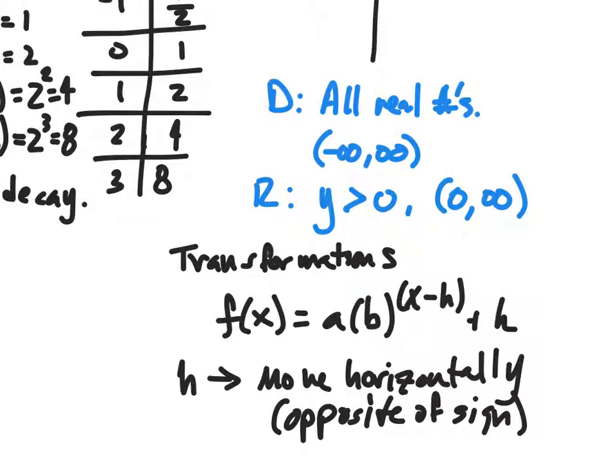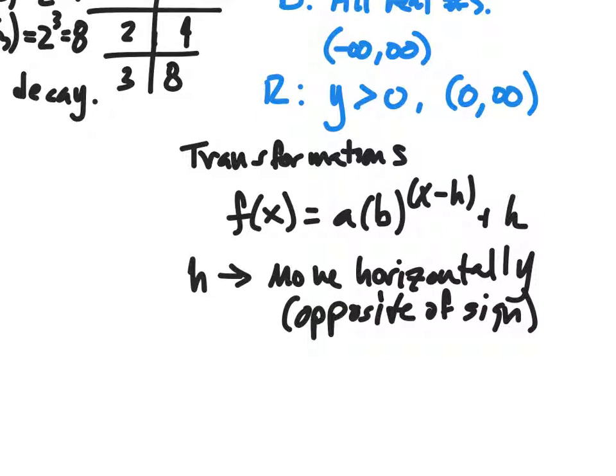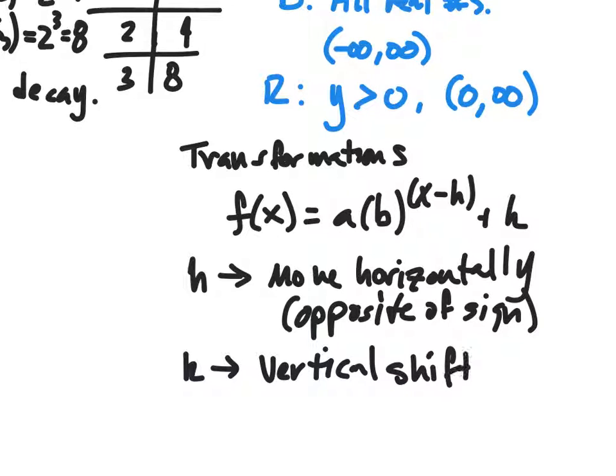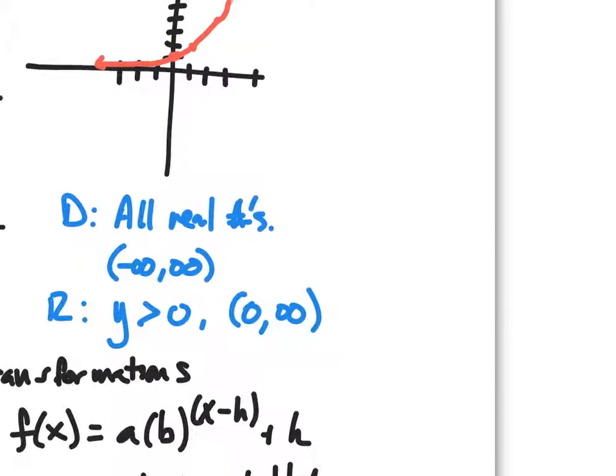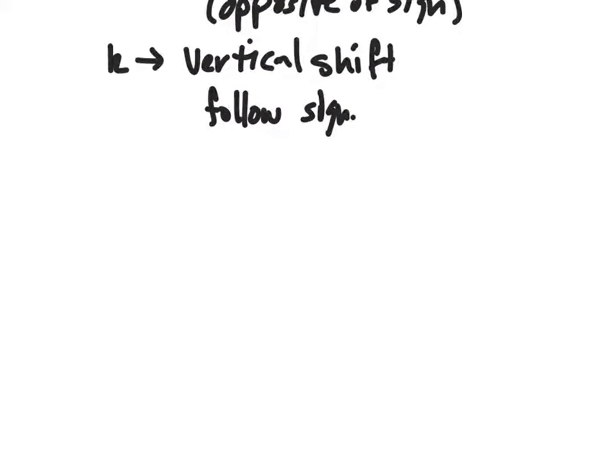Okay, and then k is going to be a vertical shift, and that's going to follow the sign, okay? It's not going to be opposite of the sign. All right, so we got that, and I'll let you guys kind of mess with that. But let's talk about exponential decay.